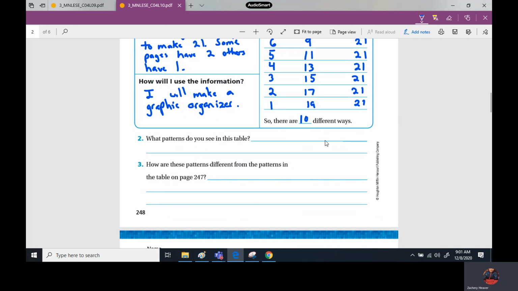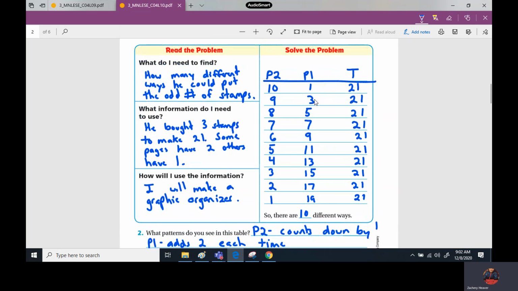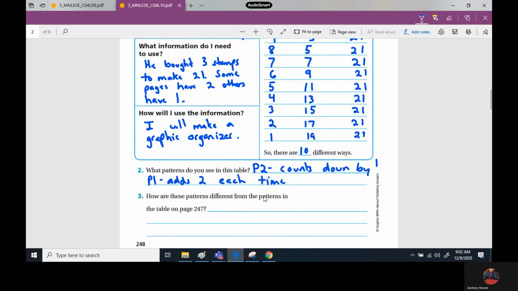So what pattern do you see? P2 counts down by 1. And P1, which is pages with 1, adds 2 each time. For example, 1 plus 2 is 3. 3 plus 2 is 5. 5 plus 2 is 7. 7 plus 2 is 9.